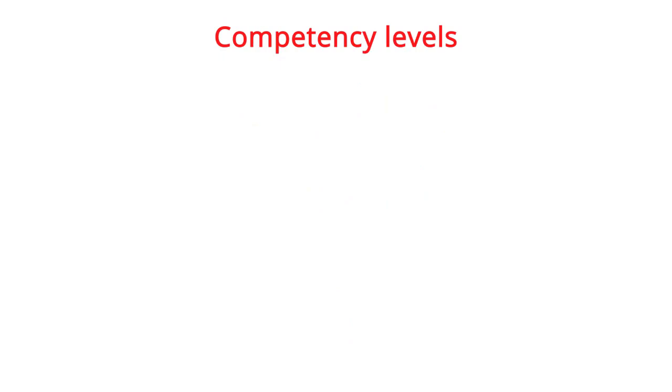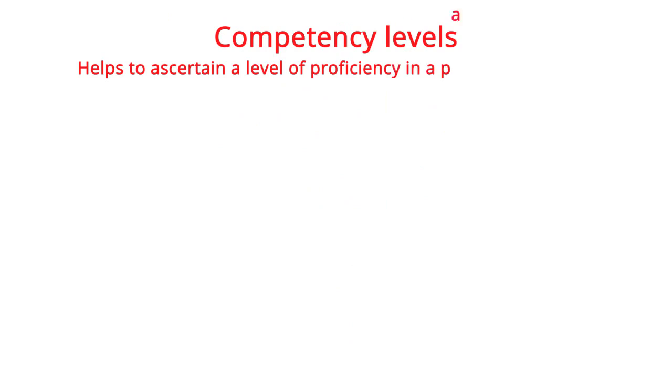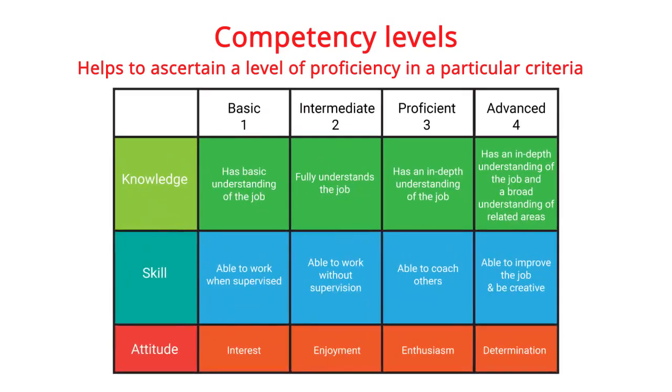Now, your competency levels help you to ascertain the level of proficiency in a particular criteria. So that is a ranking from perhaps novice to expert level in that particular criteria. The number of levels you have in each competency dimension depends on the company, and the table you are seeing on the screen now is just provided as an example. So let's quickly look at the table.